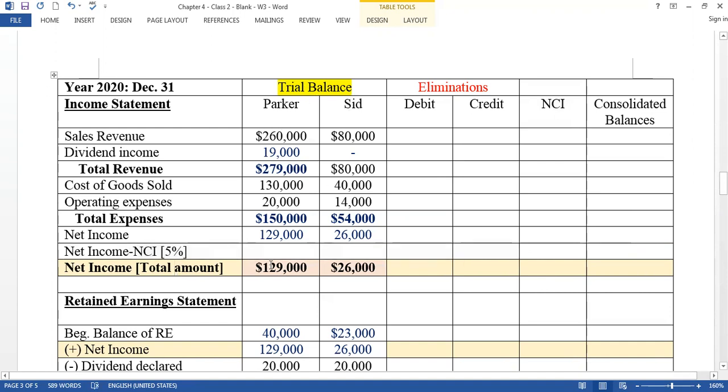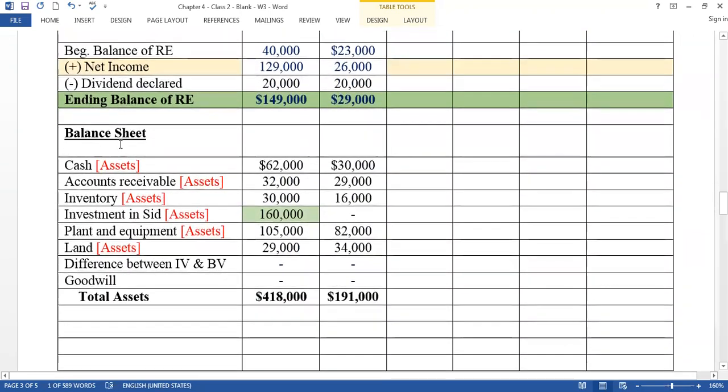Then, as it is the trial balance, we have to calculate the total, right? So it's the total net income for parents and for subsidiary. Same here. When we prepare a balance sheet, we create two new cells, although we are not going to put any information here because it is not given in the trial balance. One cell for difference, another cell for goodwill, because according to the question, we are going to allocate the difference to the goodwill account. So this is under balance sheet.